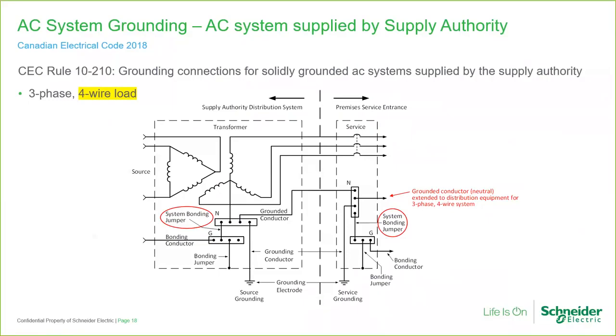You cannot run a separate bonding jumper between the transformer and switchboard in service-supplied systems because it would operate in parallel with the neutral conductor, and you cannot parallel a neutral conductor with a conductor of dissimilar size as per Canadian Electrical Code Rule 12-108, conductors in parallel. For a three-phase four-wire load, the neutral conductor is extended to the distribution equipment.